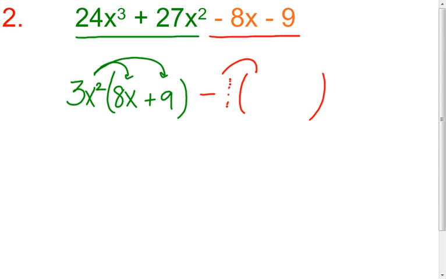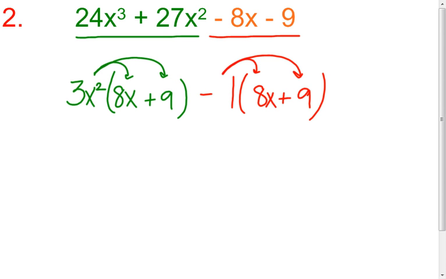So negative 1 times 8x would give me negative 8x, and negative 1 times positive 9 would give me negative 9. Lots of you are not going to write that 1 right there, so be really careful about that. There is a 1 right there that's not written.